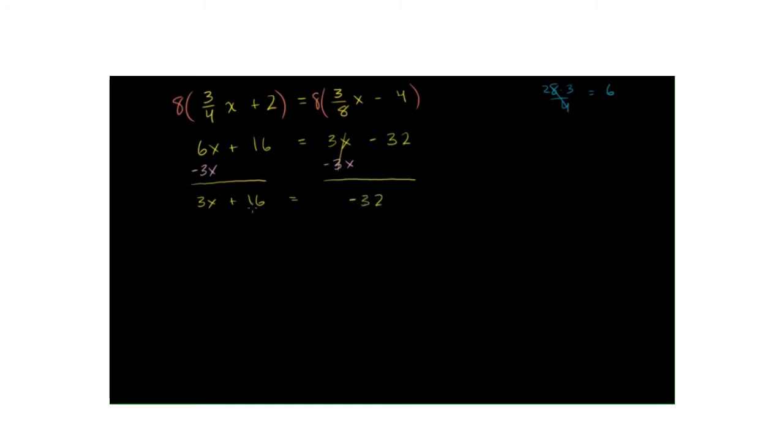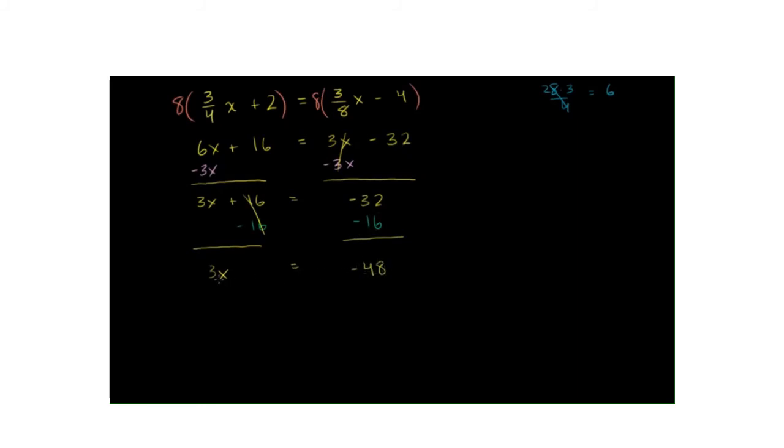Now, let's get rid of the 16 from the left-hand side. So to get rid of it, we're going to subtract 16 from both sides of this equation. The left-hand side of the equation just becomes 3x. These 16's cancel out. You don't have to write anything. Is equal to -32 minus 16 is -48. So we have 3x is equal to -48.